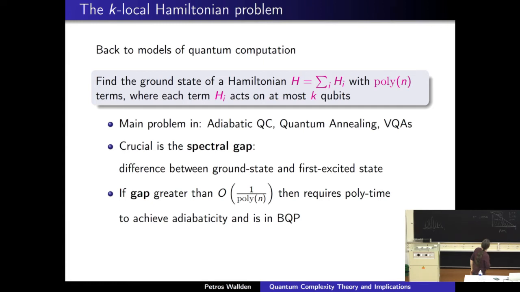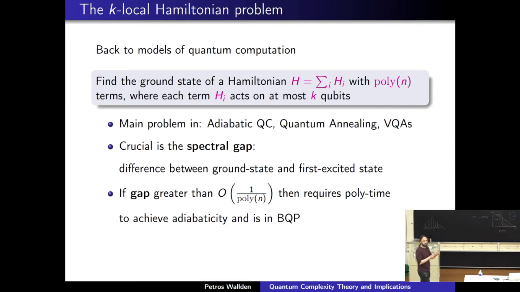Now, the crucial thing that quantifies what can and cannot be done is the so-called spectral gap. This spectral gap is the difference in energy between the ground state and the first excited state. So you have the energy of the ground state and the first excited state, and the spectral gap is how far those two are. Now, if the gap is bigger than 1 over a polynomial, then you can prove that you can achieve adiabaticity in polynomial time.